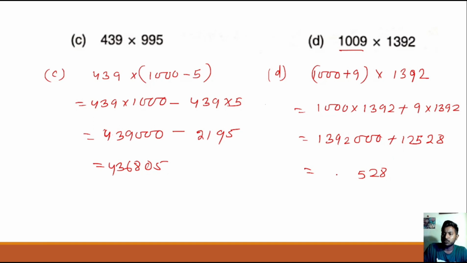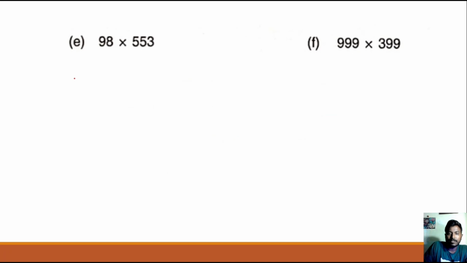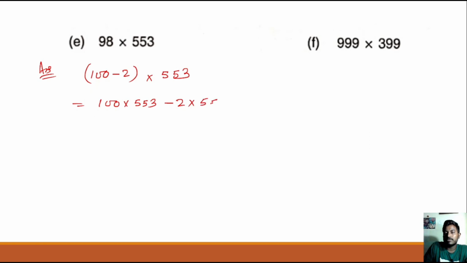Now 2 2 4, 2 2 4, 9 1 10 carry 1 4 1. Clear? 14,04,528. Next, E number 98. We can write 100 minus 2 into 553. Now multiply 100 into 553 minus 2 into 553.